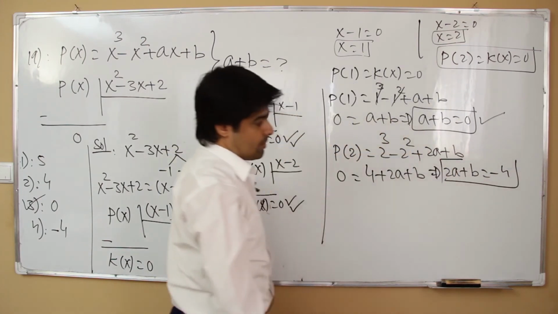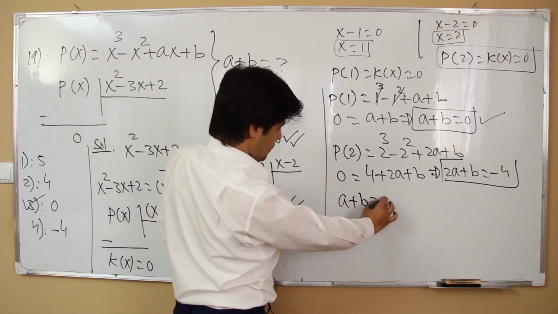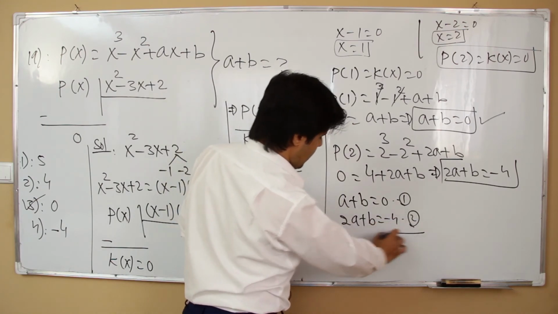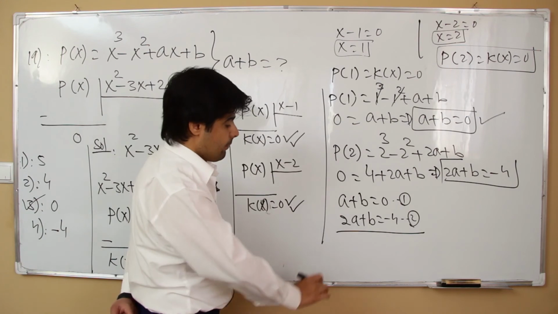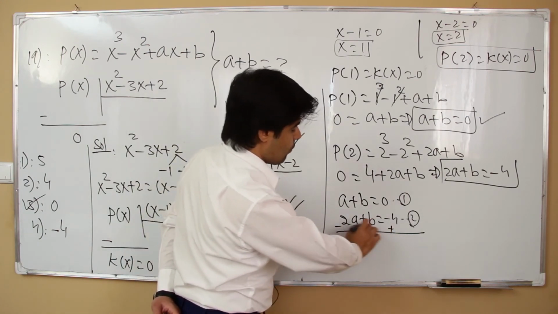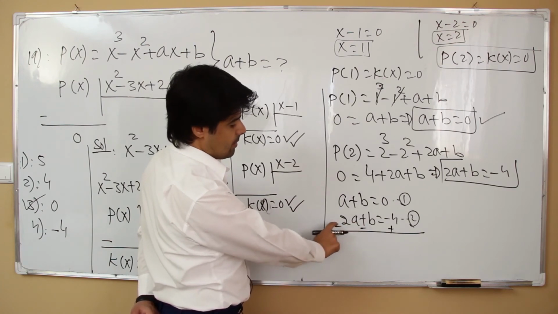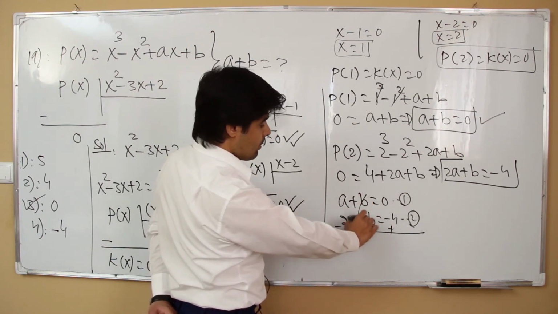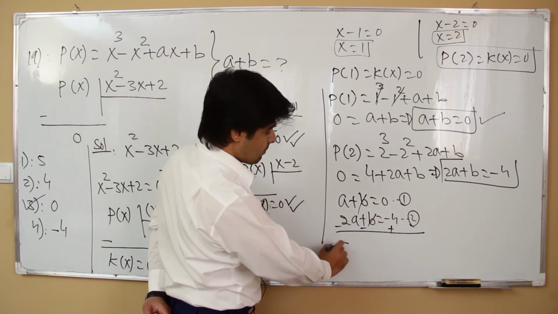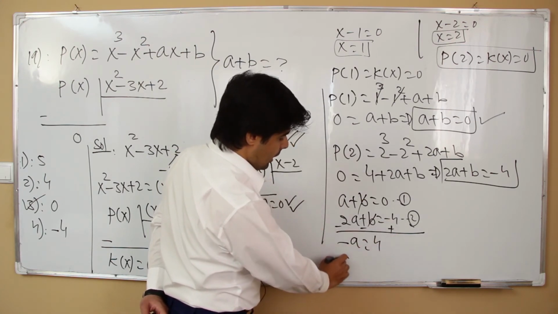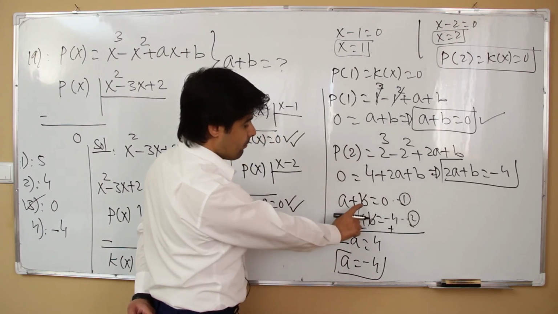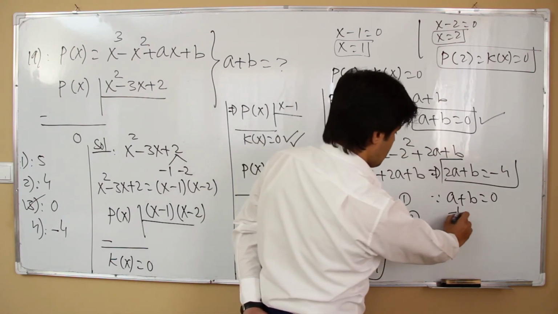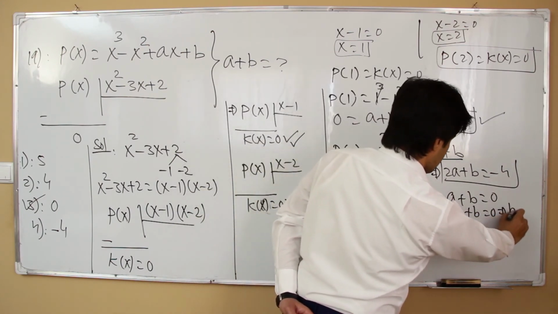Now you have two equations. One is a plus b is 0. The other is 2a plus b is minus 4. Find the variables. If we subtract these two equations, b with b is cancelled, minus 2a with a is minus a, and this is plus 4, so a is minus 4. Now find the value of b. A plus b is 0. Instead of a, minus 4 plus b is 0, so b is plus 4.